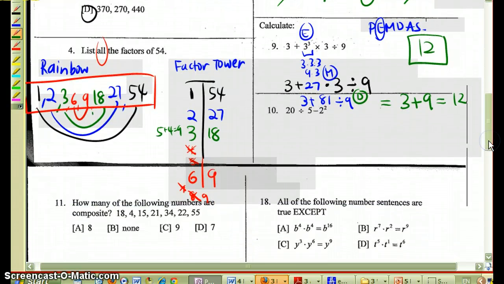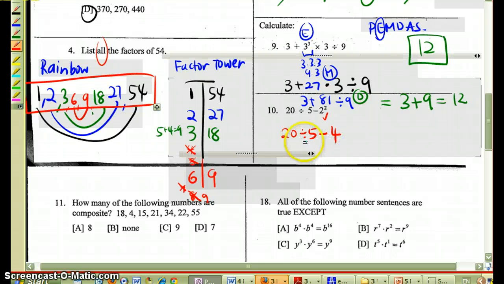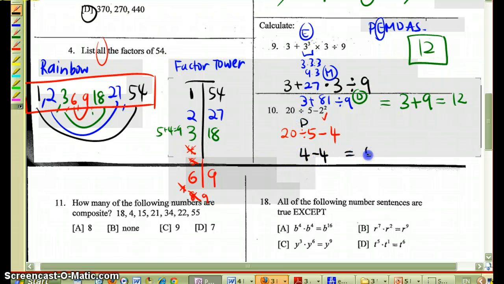Okay, number 10, I'm going to follow PEMDAS again. So I'm going to do the exponents here first. So 20 divided by 5 minus, that gives me 4. Then I'm going to do dividing or subtract first in PEMDAS. That would be divide. So I'm going to divide. That would be 4 minus 4, and then my final answer would be 0. Okay, that's number 10.